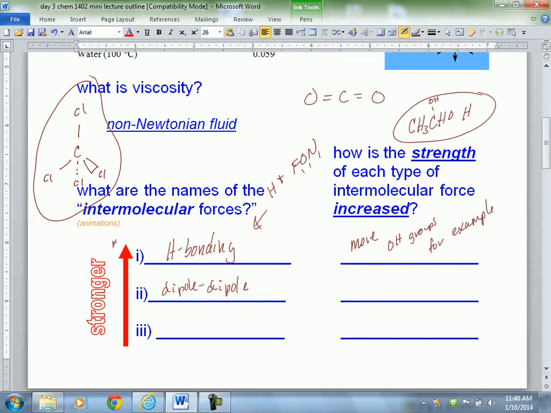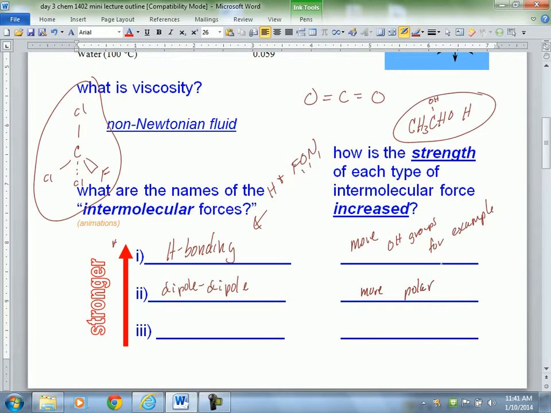But what can I do to make it polar? Add a lone pair. I could add a lone pair to screw up all the symmetry. I could just replace one of the chlorines with anything, just not chlorine again, and all of a sudden it's polar because things aren't going to cancel out. So a dipole has to have a permanent dipole moment. How could you increase the strength? Messing up the symmetry, you could make the symmetry worse or just make it more polar.